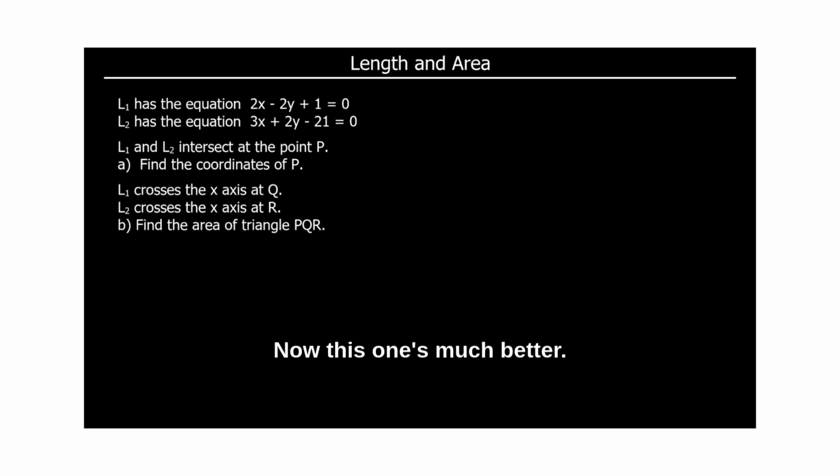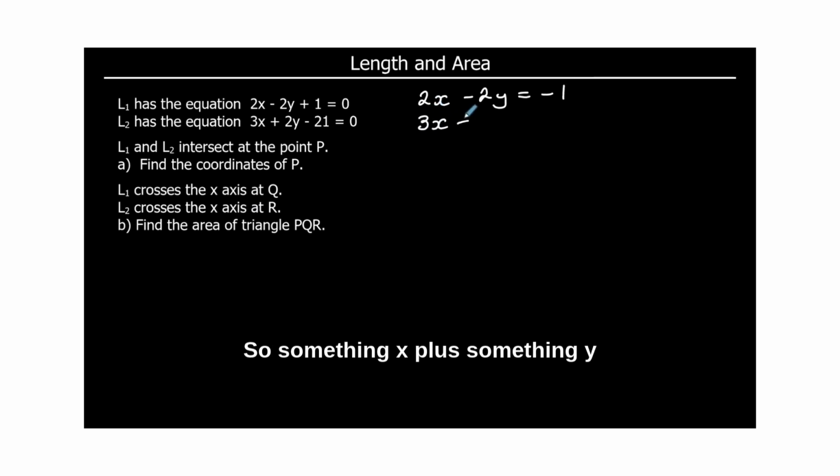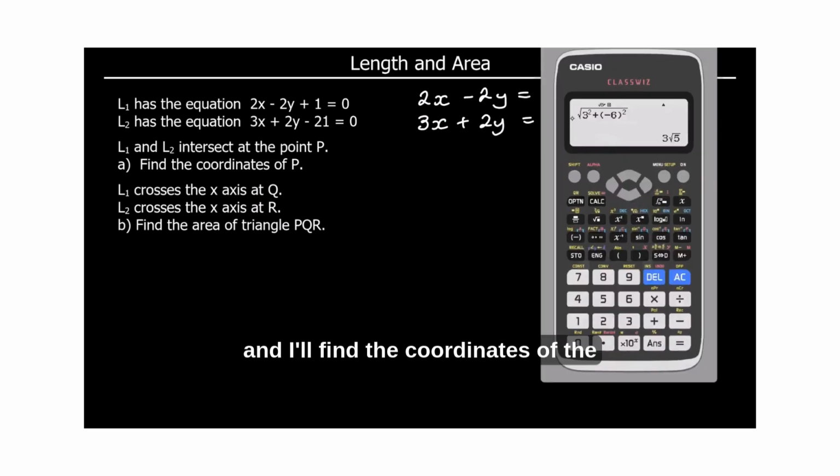Now this one's much better set up to just be typed into the calculator. So we can put them in the calculator if they're in the form something x plus something y equals something. So I'll type these in the calculator and I'll find the coordinates of the intersection.